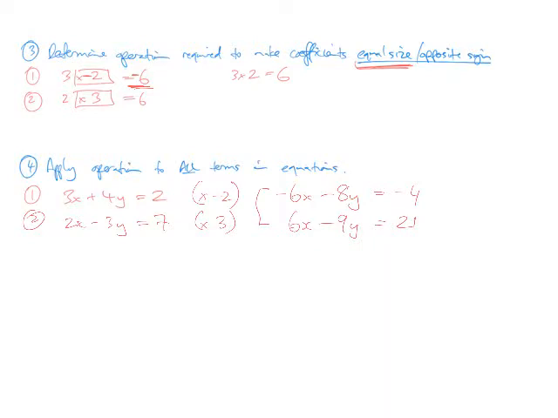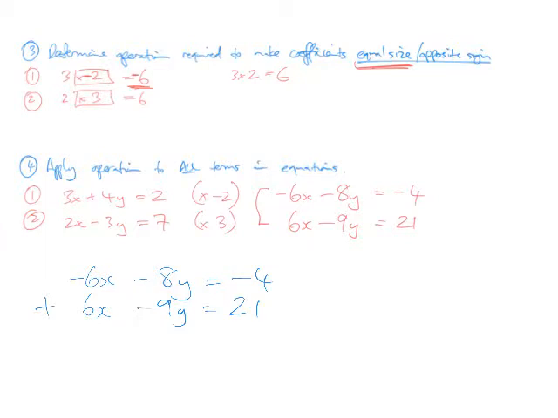So after that, we have dealt with the equations, made them equal and opposite in size. The last step is going to be to add the equations together. So essentially what you're doing is negative 6x take 8y equal negative 4, and 6x take 9y is equal to 21. You're adding them vertically.